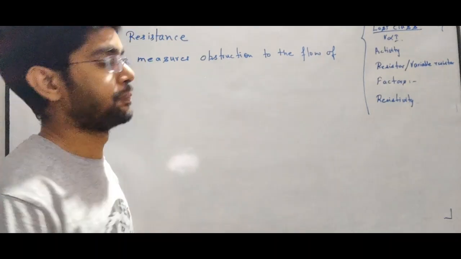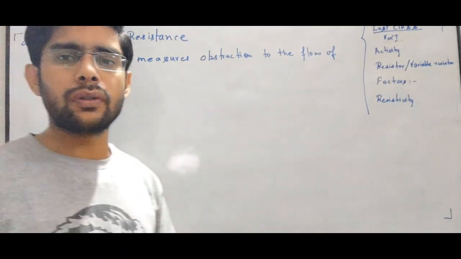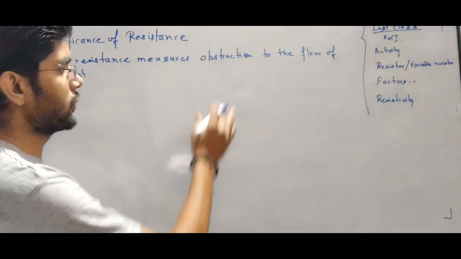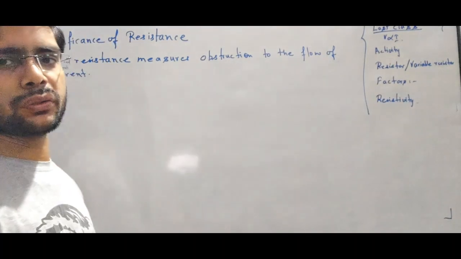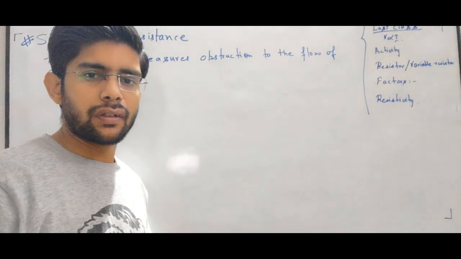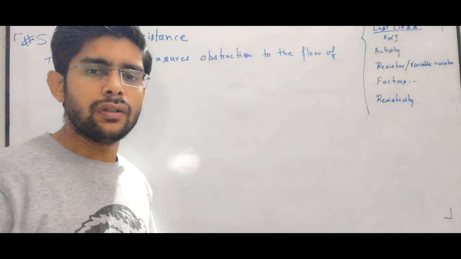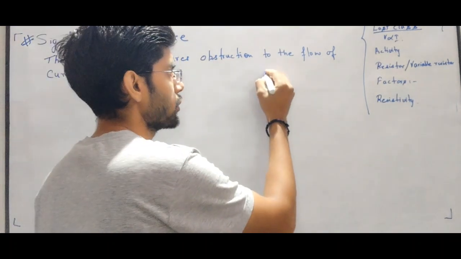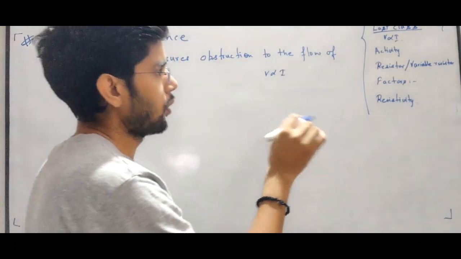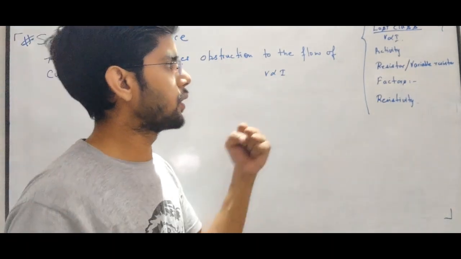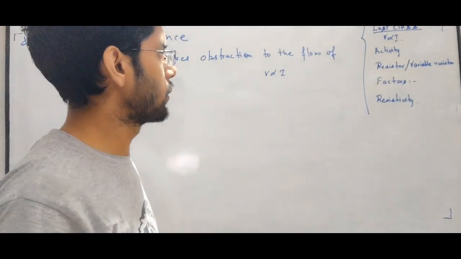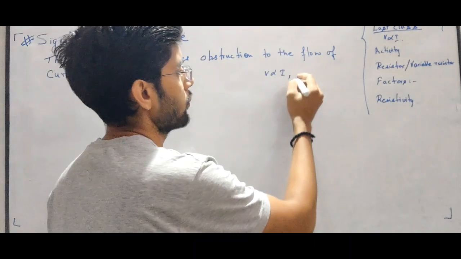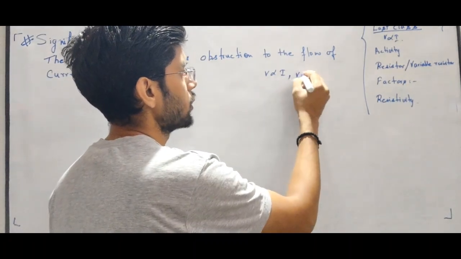So good morning students. In the last session we learnt about Ohm's law and the verification of Ohm's law. What we observed there was that the current through a conductor is directly proportional to the potential difference applied across the ends of that conductor. That is, V is proportional to I, keeping all the physical conditions the same, for example the temperature and other physical conditions.